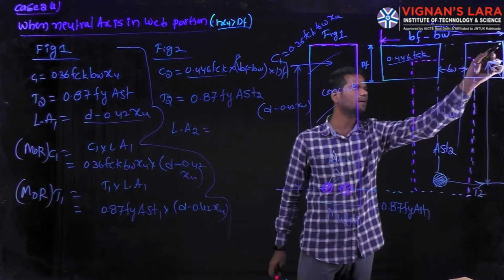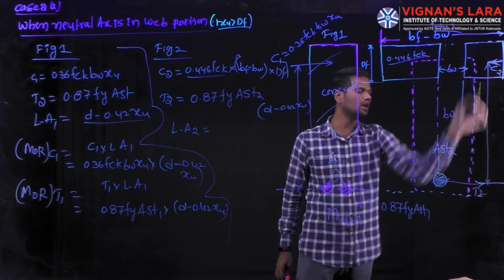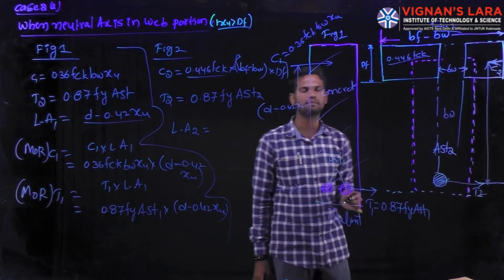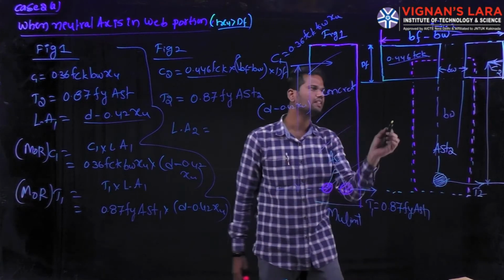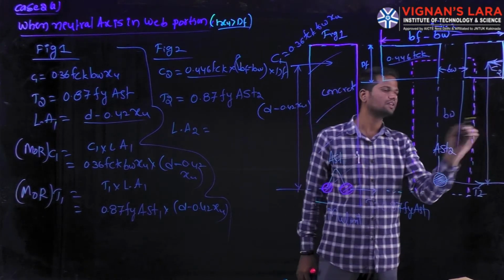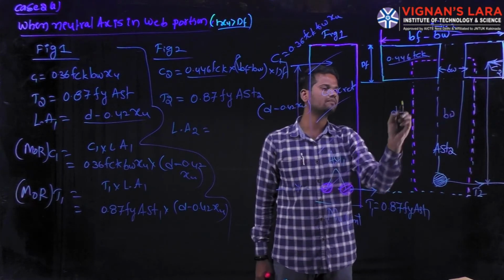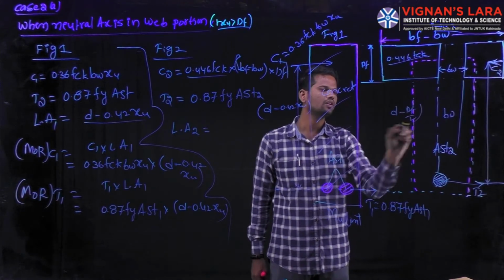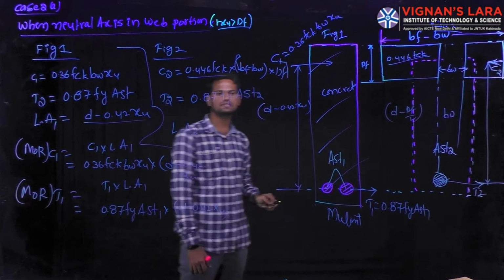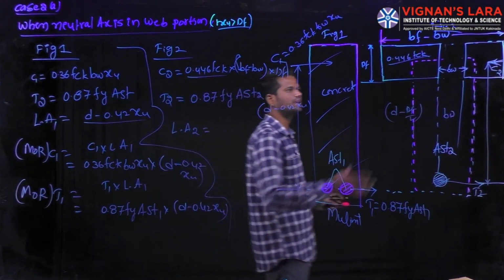From the top of the flange to the centroidal distance of the beam, we have the effective depth. That effective depth is nothing but d minus df by 2. This is the lever arm distance. Again, one more time I am repeating this.